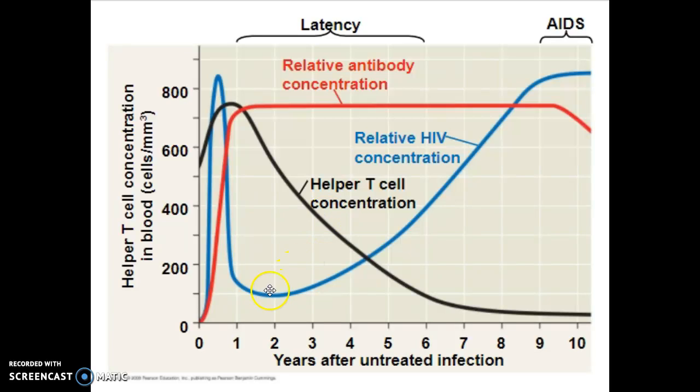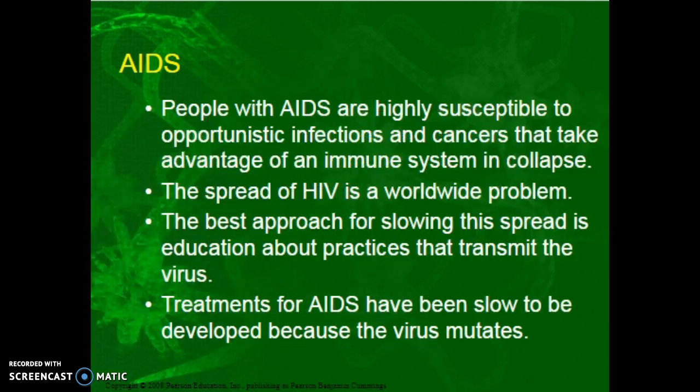So latency, remember, it's inactive, so it's just kind of riding around. Then AIDS actually develops once the helper T cells are pretty much destroyed. So that's kind of the difference between HIV and AIDS. There's a cutoff there. People with AIDS are highly susceptible to opportunistic infections. Most people die of some basic respiratory infection or other, like I said earlier, basic infections that most of us can fight.